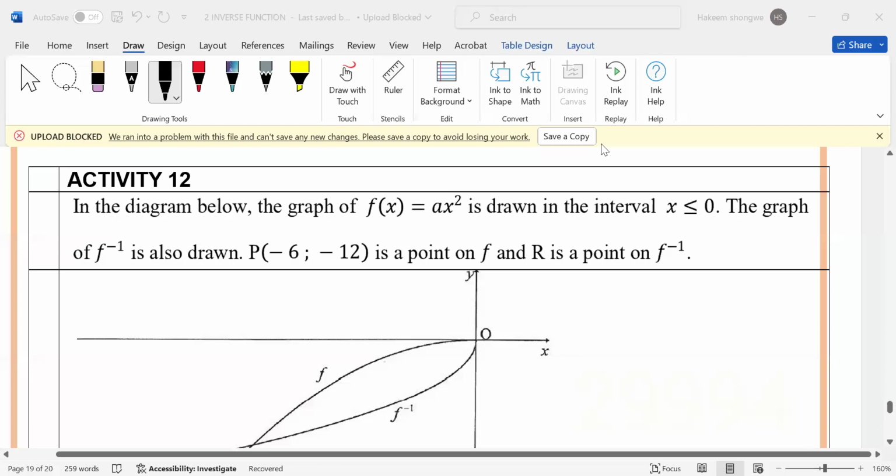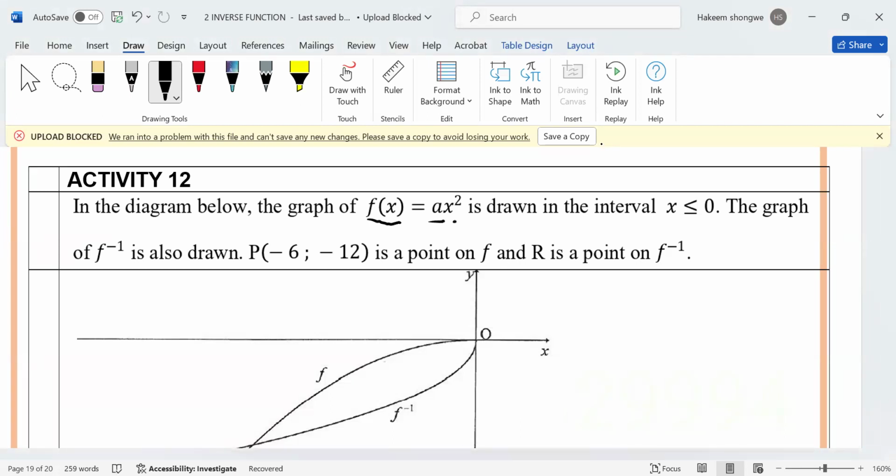Activity number 12, we are given. In the diagram below, we have f of x, which is given by ax squared, and then is drawn in the interval, so we are given the domain, x is less than 0. The graph of f inverse is also drawn. P is (-6, -12), it's a point on f, and R is a point on f inverse.